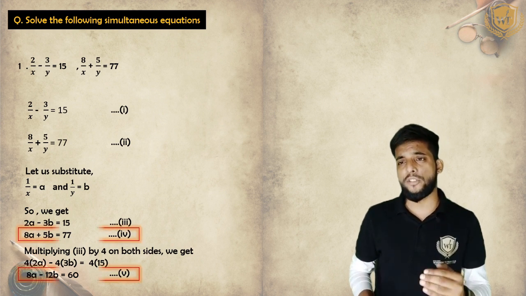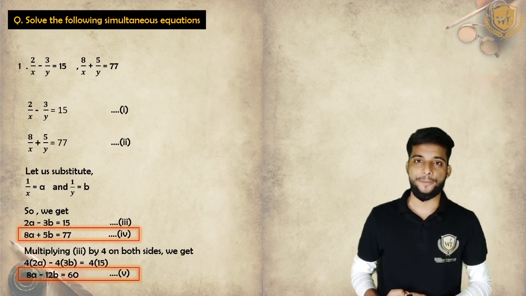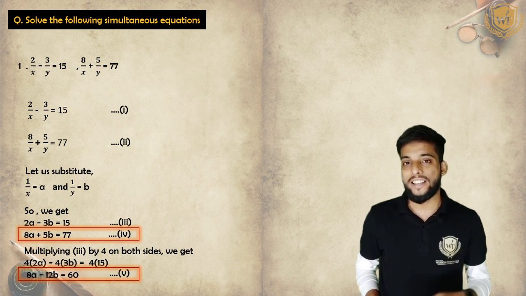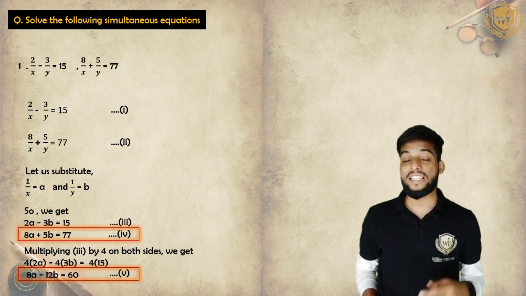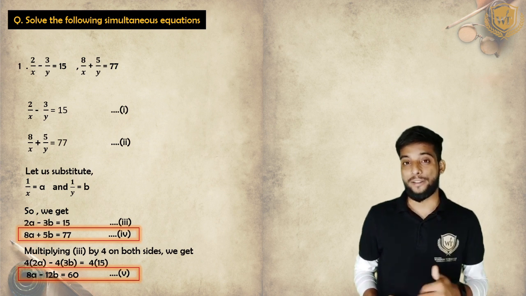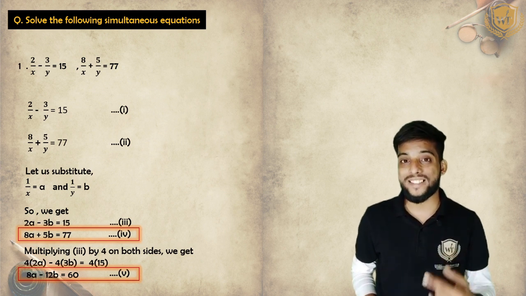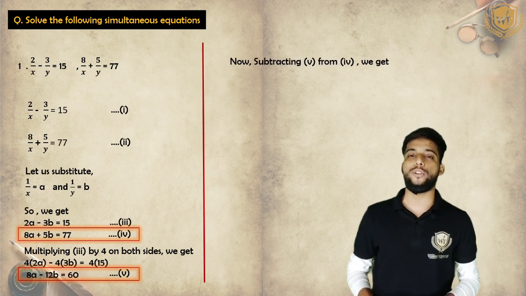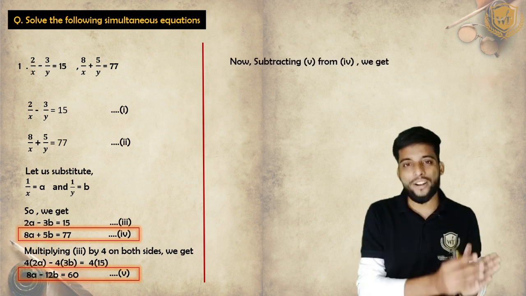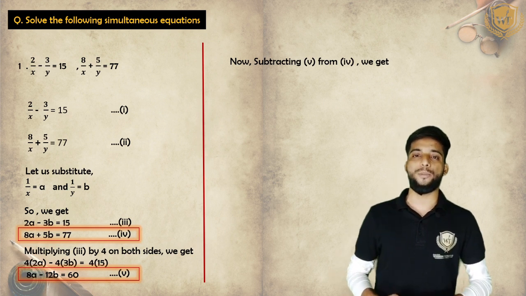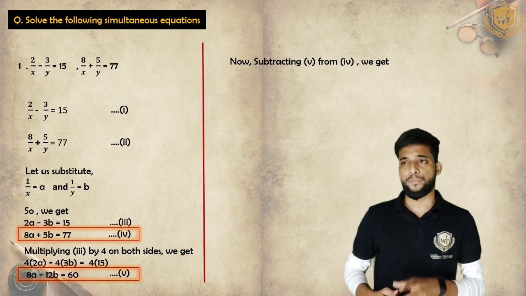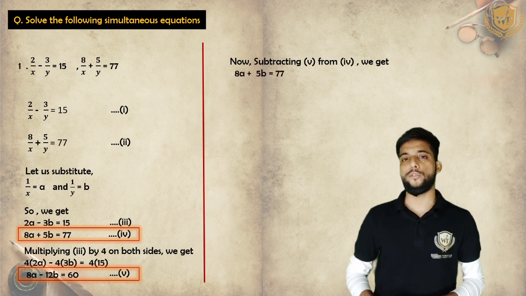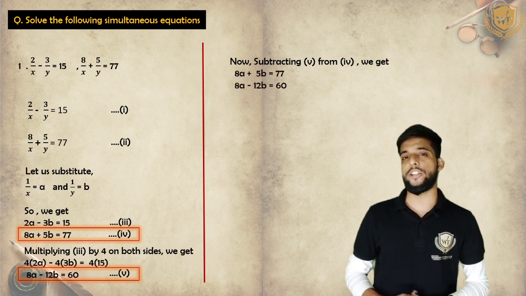Now students, observe equation number 4 and equation number 5. We have the coefficients of a as equal, 8 and 8. Their signs are same. Remember the golden rule? Same sign, subtract. Matlab we are going to subtract equation number 4 from equation number 5 or equation number 5 from equation number 4. No problem at all. So here we are subtracting 5 from 4. Let us write down equation number 4 first. Below it, equation number 5.